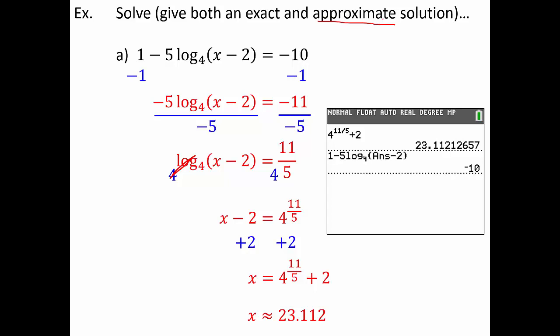And just like we did before, we can check that answer in the calculator just to make sure. Notice here's me retyping the given expression, 1 minus 5 log base 4 of x minus 2, but instead of writing x, I wrote answer. Keep in mind you can find the answer button. That's actually the negative key on your calculator, so if you just hit second negative, that'll pull whatever the previous answer was, minus 2, and look at that, I get negative 10, which is exactly the output I predicted. Therefore, I know this is the correct answer.